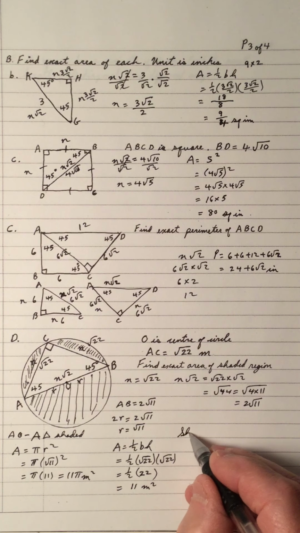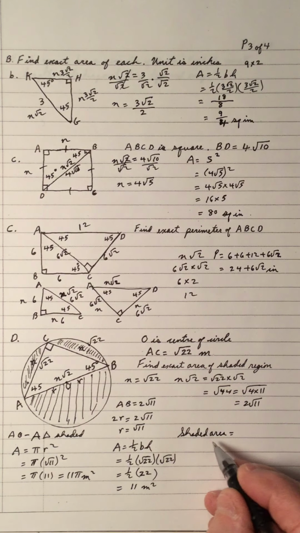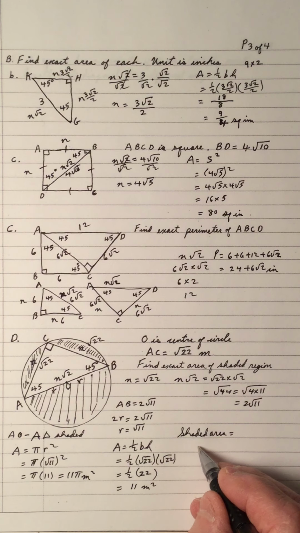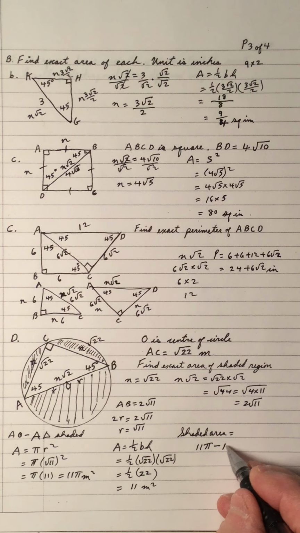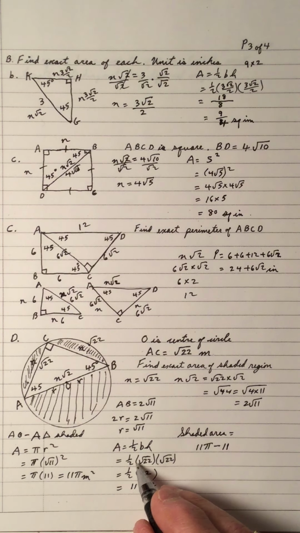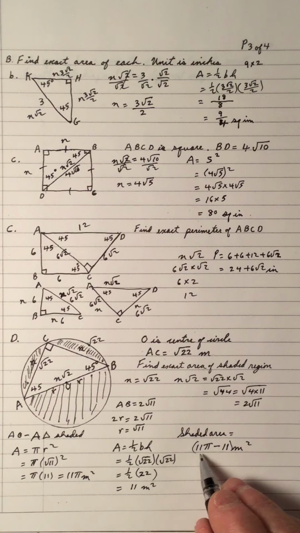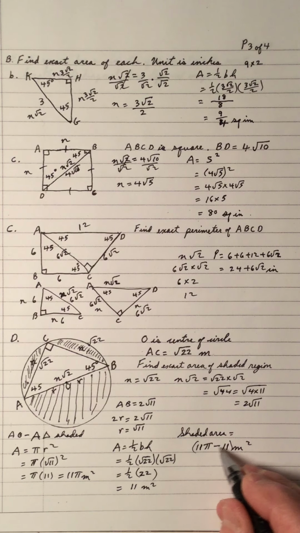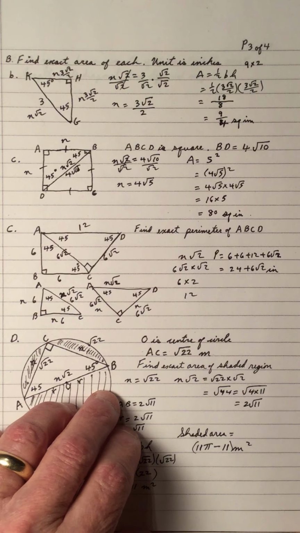So the shaded area is the area of the circle, which is 11 pi, minus 11, which is the area of the triangle. And that's in square meters. I'm going to put a bracket around that. So 11 pi minus 11 is the area of the shaded region.